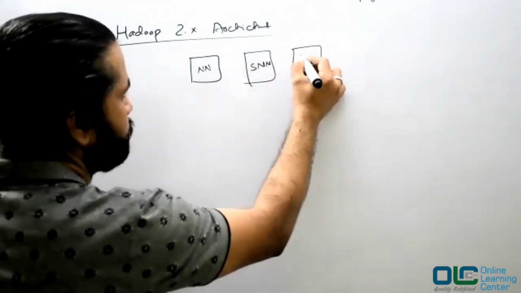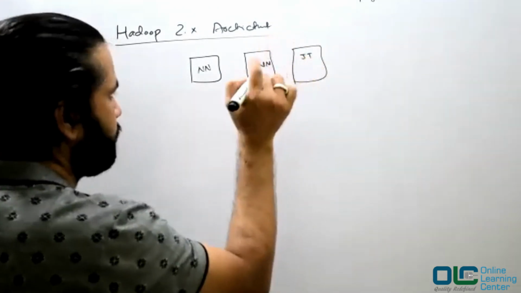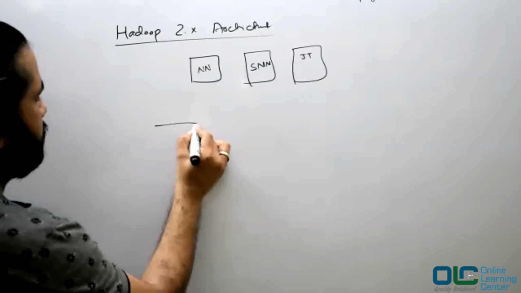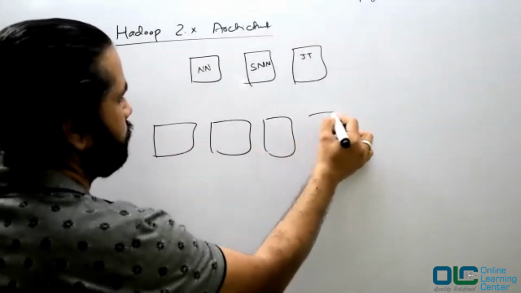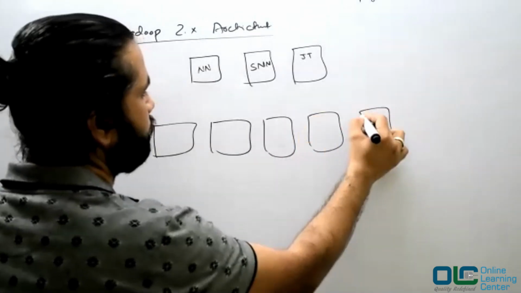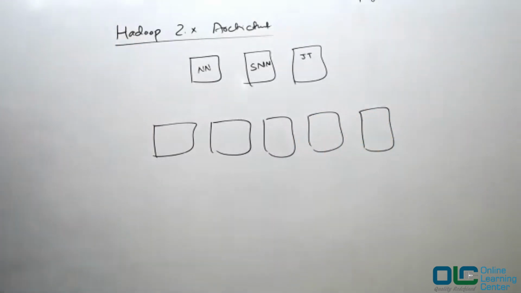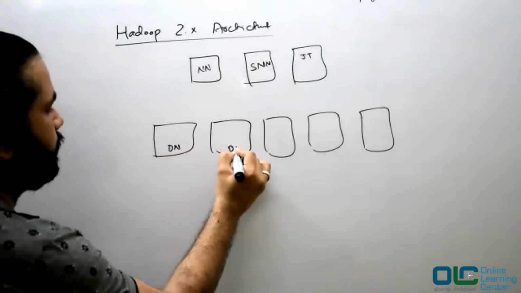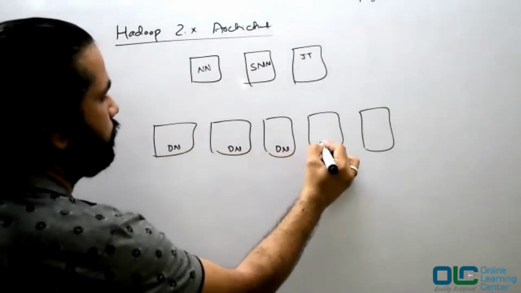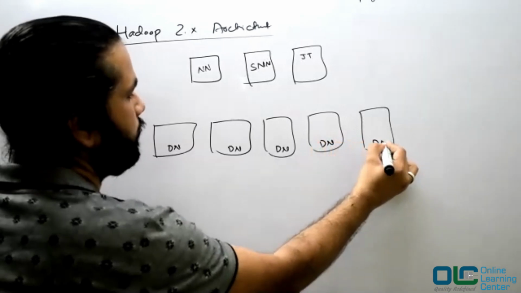Now, this is no more a job tracker. Let me just write JT. We will erase this. And then we have 1, 2, 3, 4, 5. And here you have data node. Here you have data node. Here you have data node. Here you have data node and data node.